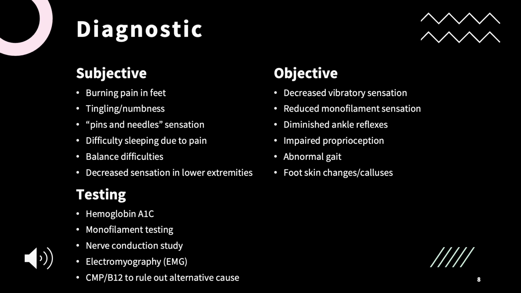Testing that can be completed is a hemoglobin A1C, which is important for evaluating long-term glycemic control. Additional testing such as nerve conduction studies and electromyography can assess nerve function and severity of damage. Laboratory testing, including a CMP and vitamin B12, may help to rule out alternative causes of neuropathy.